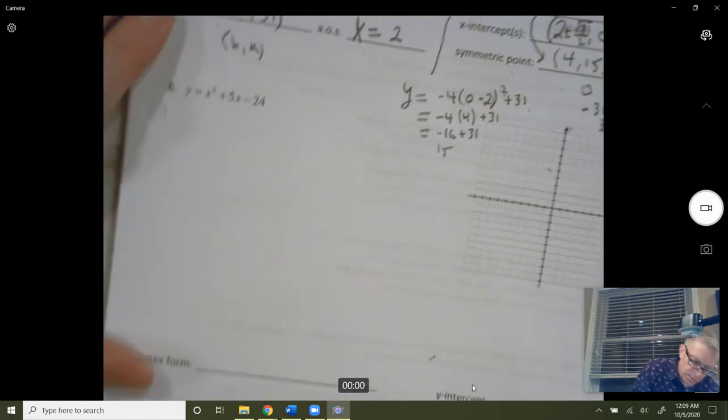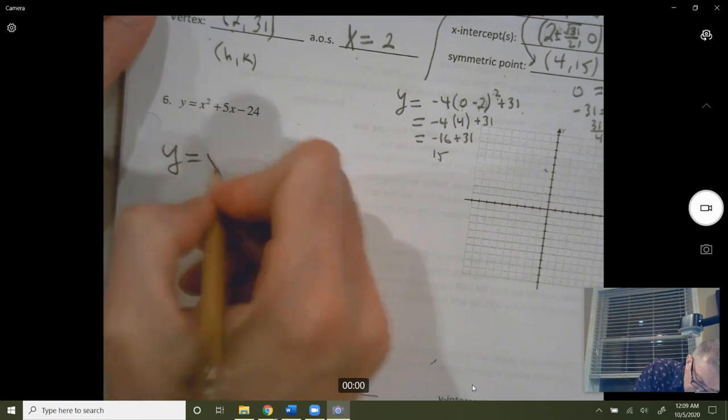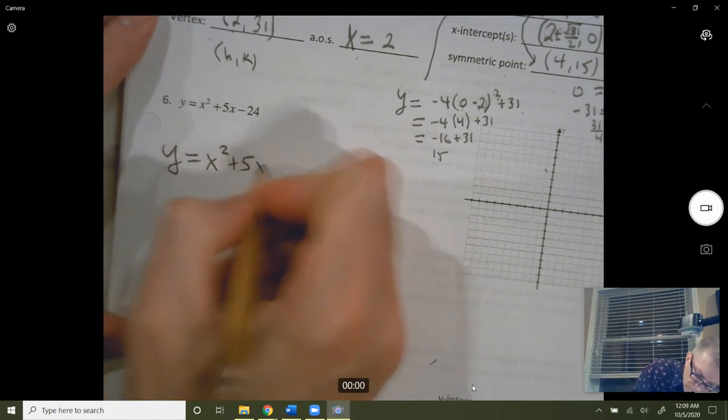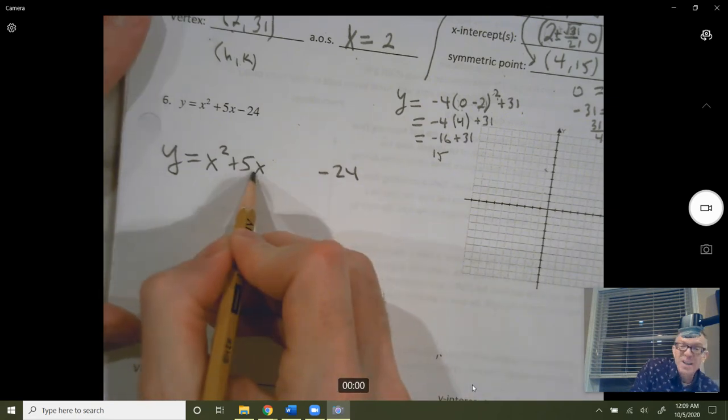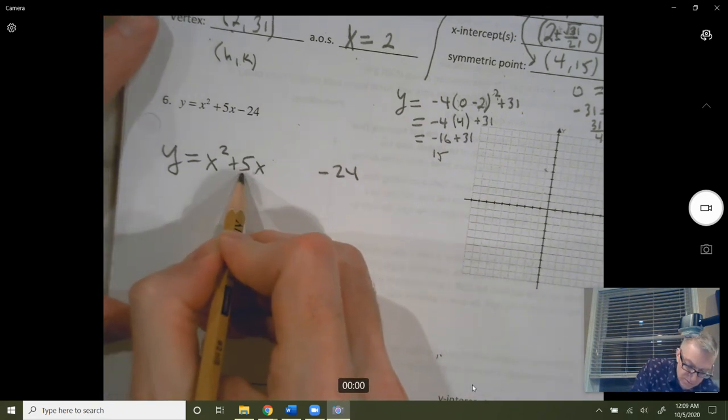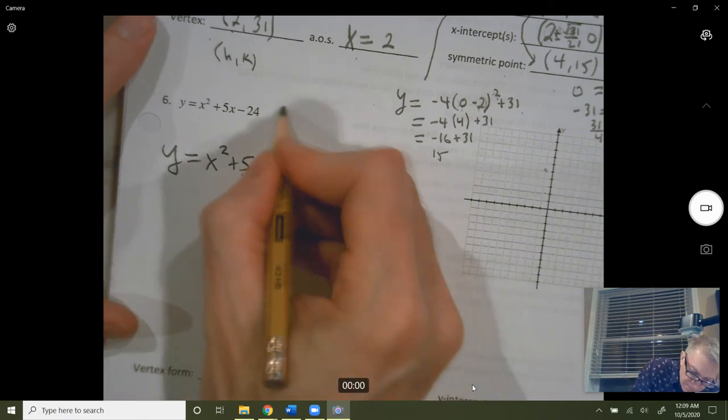Let's go down to this one on the bottom. This one I think we can do quickly. So y equals x squared plus 5x. We're going to move that minus 24 over. Now to complete the square here, we need half of 5 and square it. So half of 5 is 5 halves.